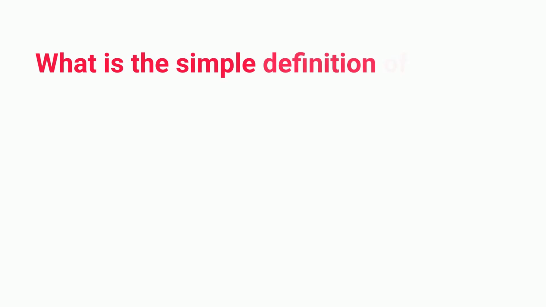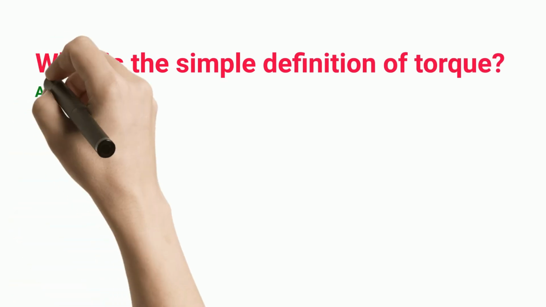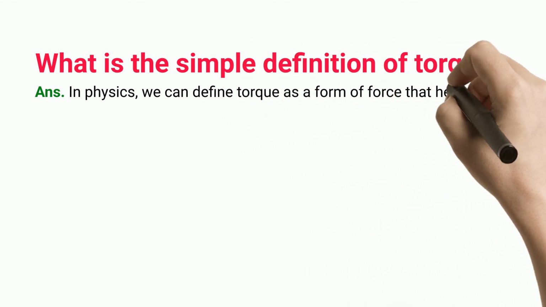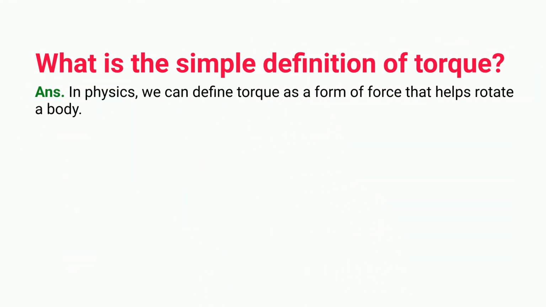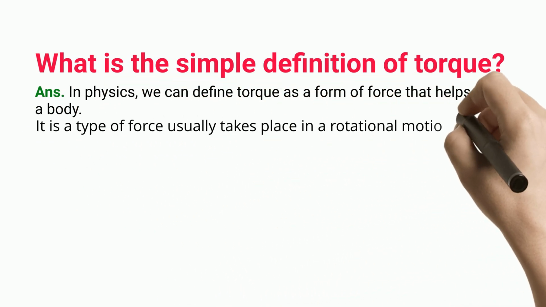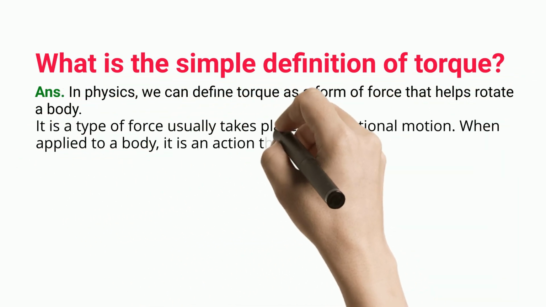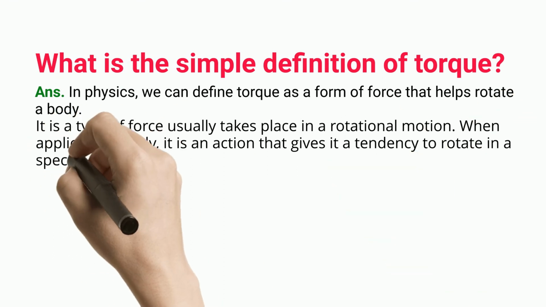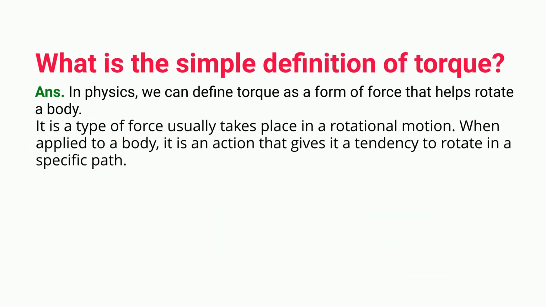What is the simple definition of torque? In physics, we can define torque as a form of force that helps rotate a body. It is a type of force that usually takes place in a rotational motion. When applied to a body, it is an action that gives it a tendency to rotate in a specific path.